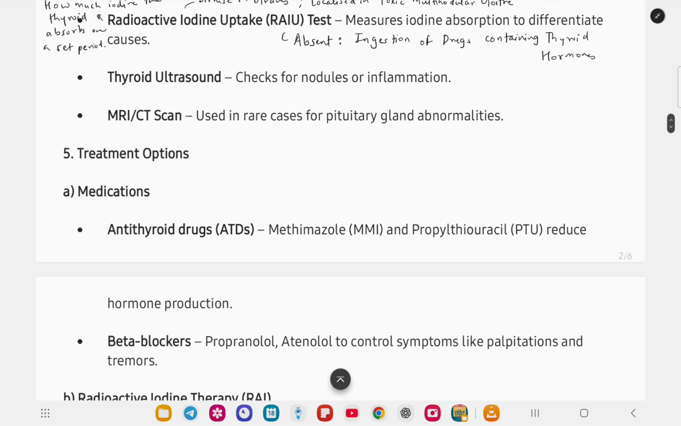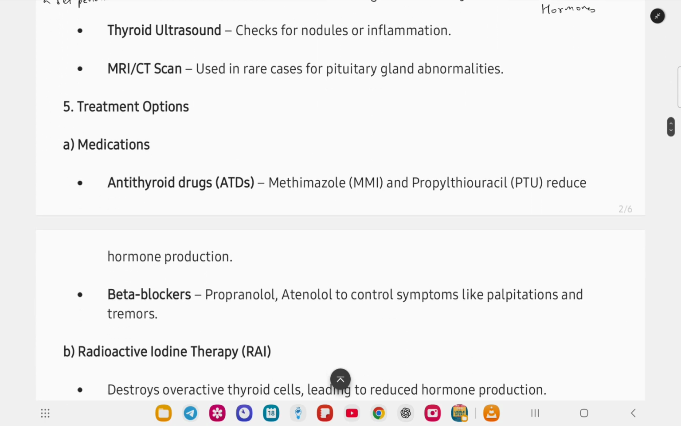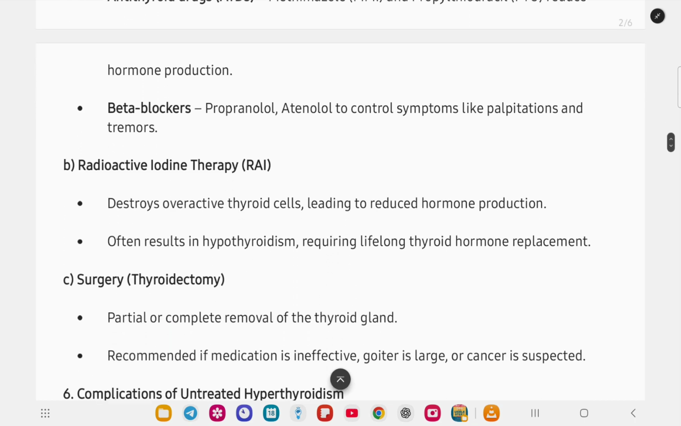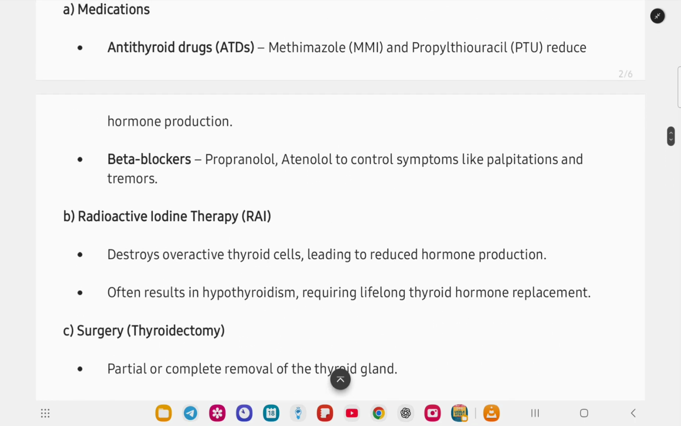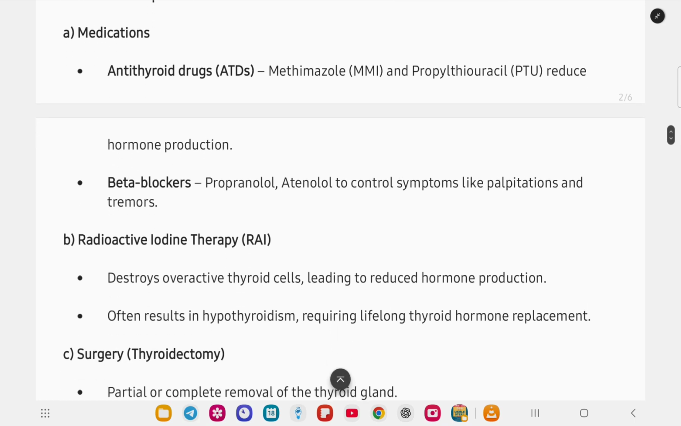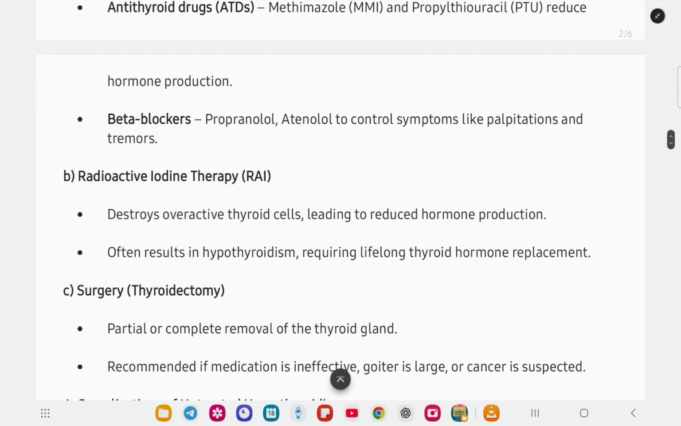Then the treatment options. What are the treatment options? Medications are there, radioactive iodine therapy is there, surgery is there. So I am giving a brief overview of treatment. Medications: we use anti-thyroid drugs such as methimazole and propylthiouracil, which reduce hormone production. And there are beta blockers. Beta blockers will reduce the symptoms produced due to T3 and T4 hormones. Beta blockers such as propranolol and atenolol control symptoms like palpitation and tremors.